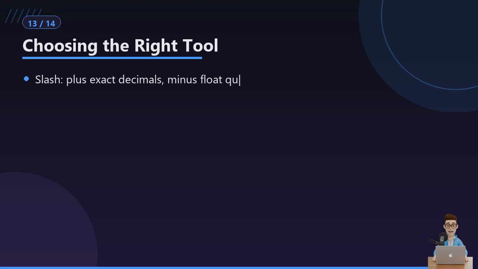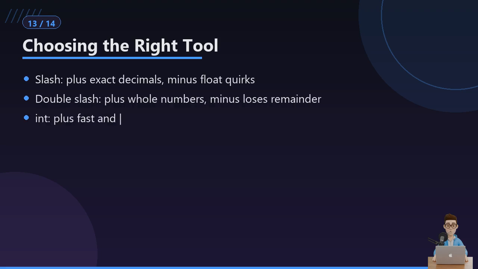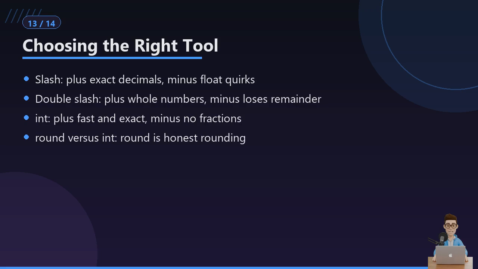Quick comparison of your options. Regular division with 1 slash gives you the true decimal answer, but inherits those float quirks we just saw. Floor division gives clean whole numbers, great for things like counting full boxes, but it silently throws the remainder away. So pair it with modulo when a leftover matters. And prefer plain integers whenever you can, because they are exact. Then reach for round instead of int when you genuinely want the nearest number. In short, pick the operator that matches the question you're asking.